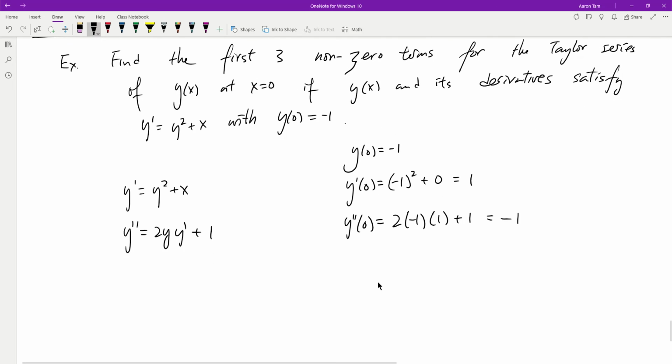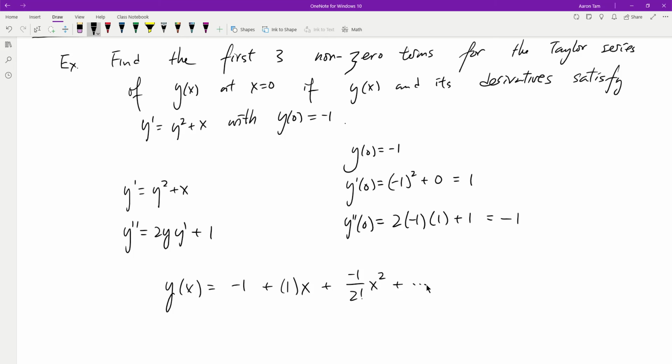So I can now write out my power series. So y of x is basically equal to y of 0, which is negative 1, plus y prime at 0, which is 1 over 1 factorial, which is 1, times x, plus negative 1 over 2 factorial, x squared, plus dot, dot, dot.